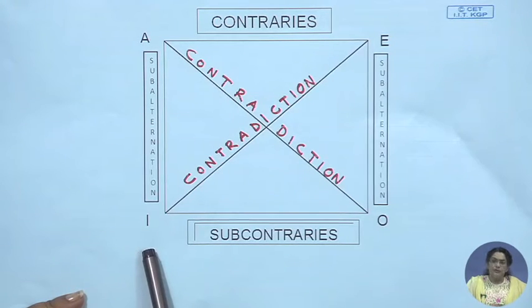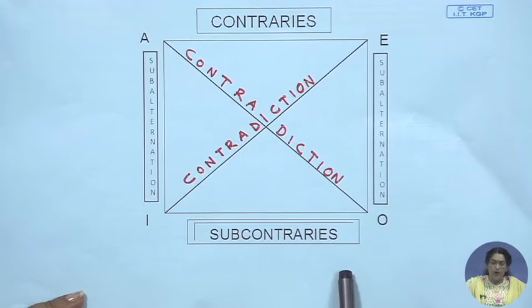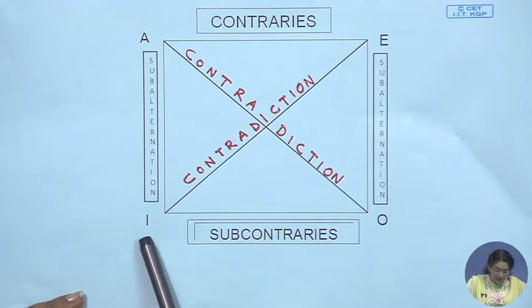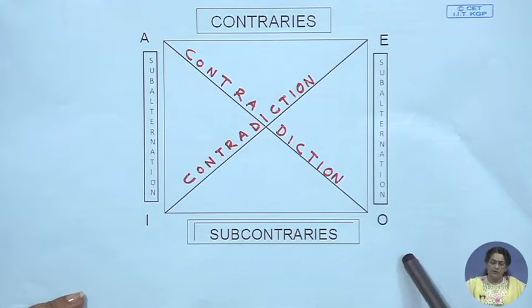Look at the bottom of the square. There is I and there is O. The relationship between them is sub-contrary. The pair is called the sub-contraries. All right. So, this is the contrary relationship, this is the sub-contrary relationship.